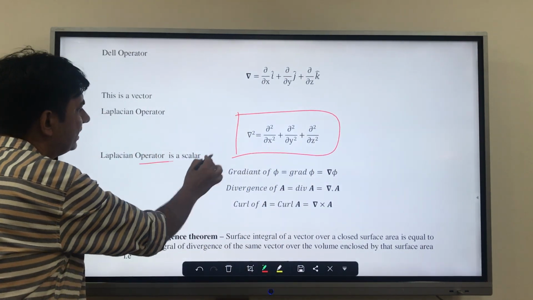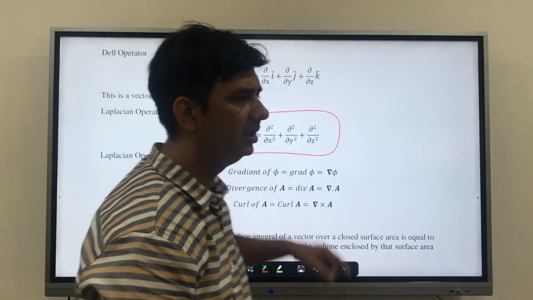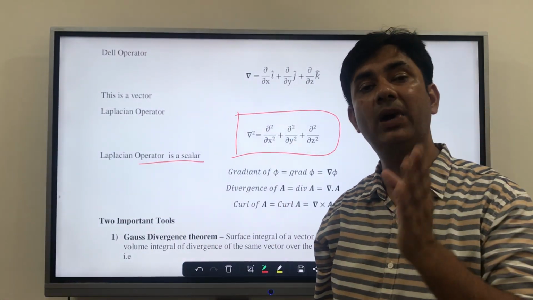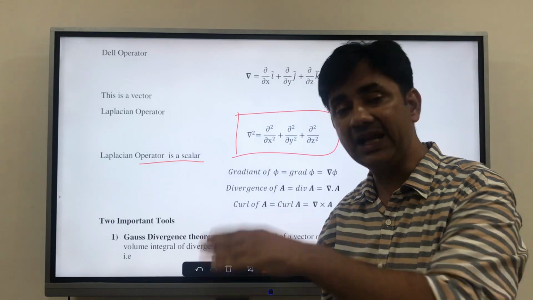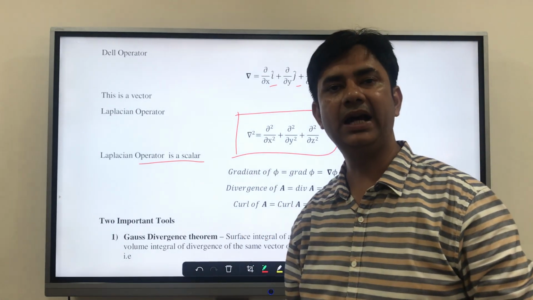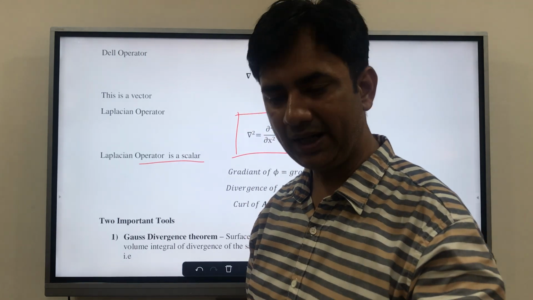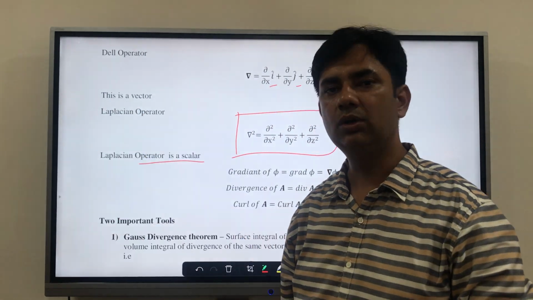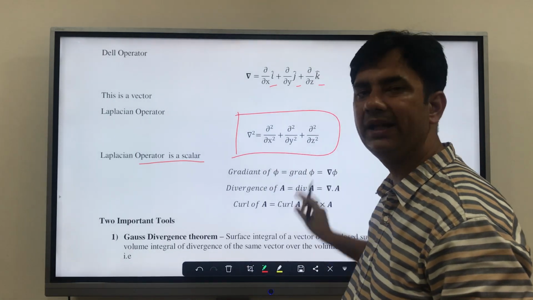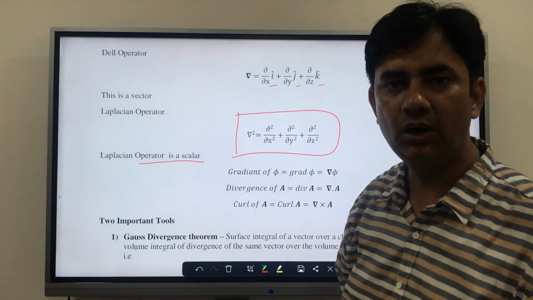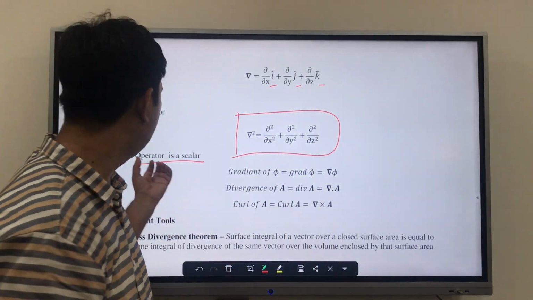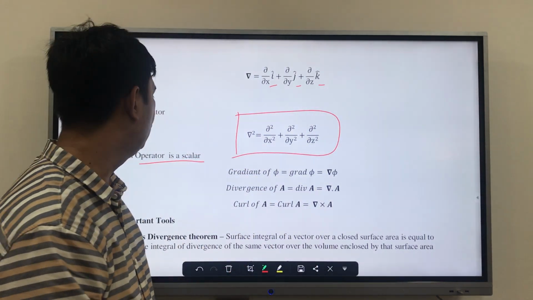The Laplacian operator is a scalar quantity. Why? Here you can look, i, j and k cap, which provide the direction, are present in del. i, j and k will provide the direction of something. So that is a vector quantity, and here we don't have any i, j or k cap, which means we have only a magnitude value, and we call it the Laplacian operator.